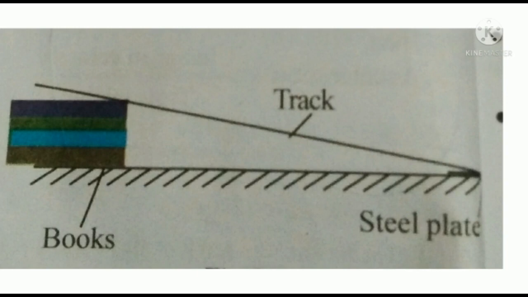Place one end of the tube on the book and the other end on the floor. Keep a steel plate on the floor at the bottom of the track.